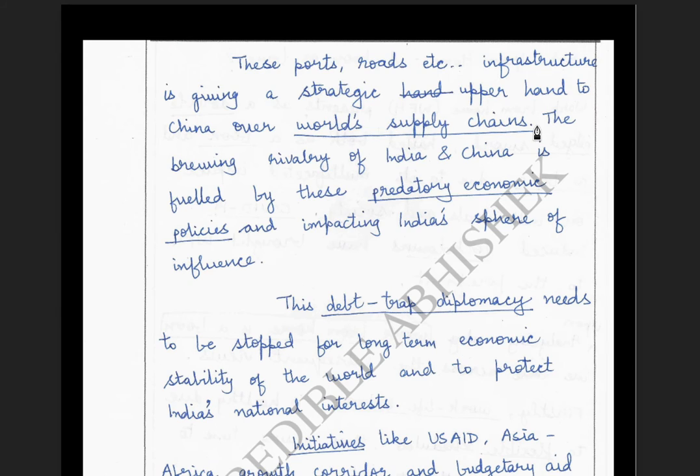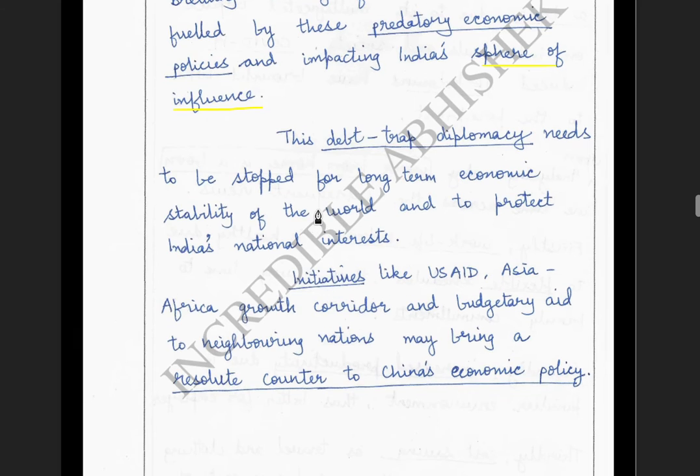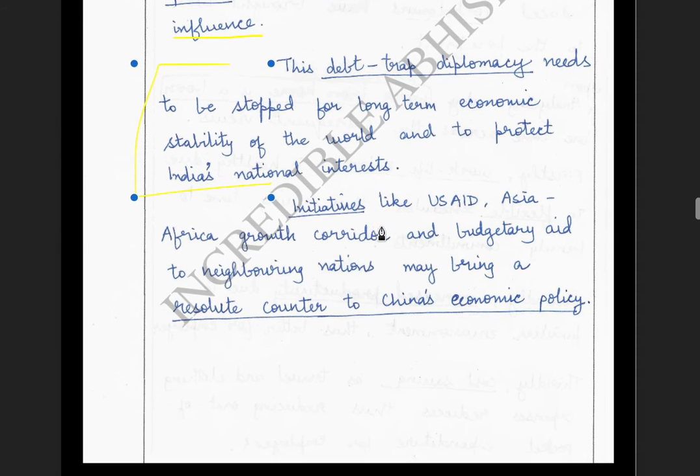Now you have signified the importance of the topic, that is, why China's policy is impacting India. The brewing rivalry is fueled by predatory economic policies. Now you see, this is another actionable word. Previously I used lucrative, now I have written predatory economic policies, impacting India's sphere of influence. This is a specific IR related keyword which you have to drop. This debt trap policy needs to be stopped for long term stability of the world. And what is the importance of this on the world scale? Initiatives like US aid, AAGC, and budgetary aid may bring a resolute counter to China's economic policy.